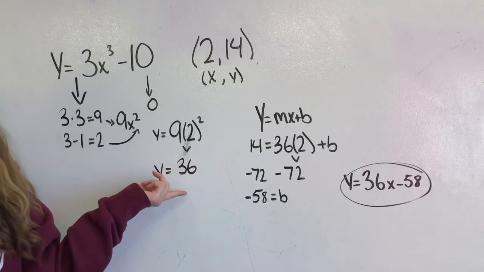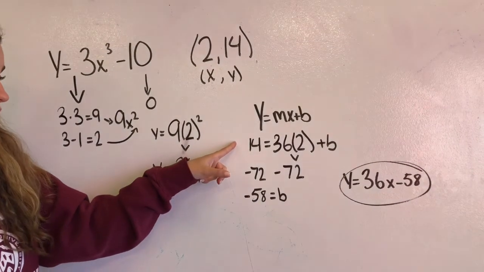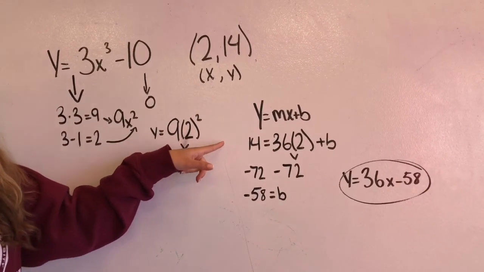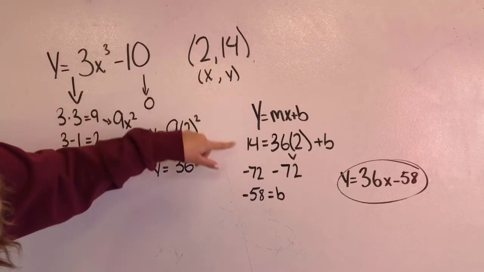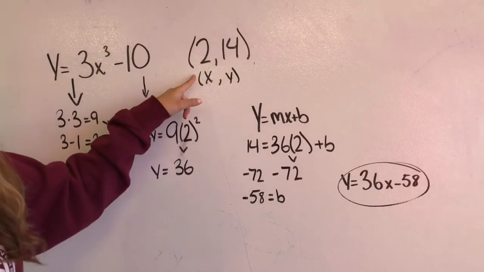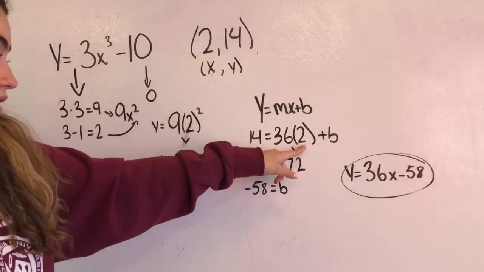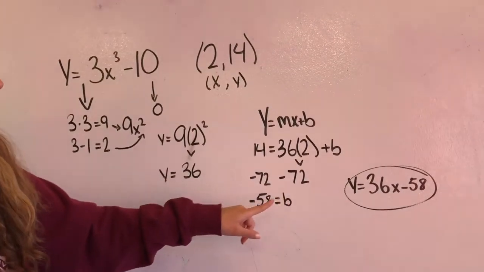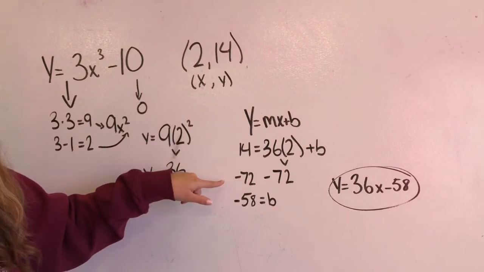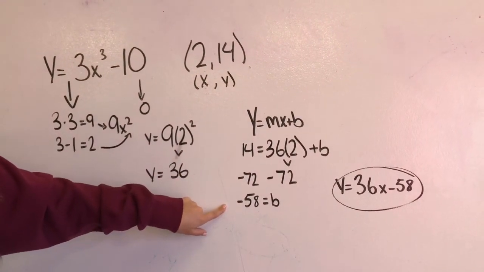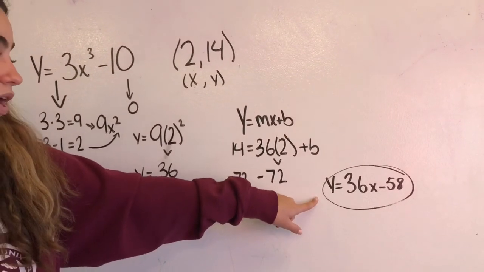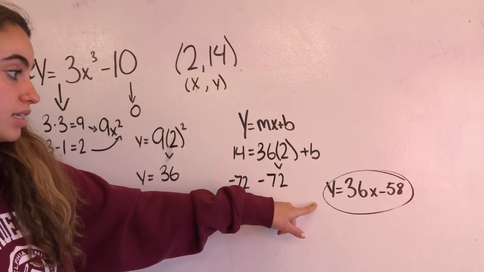And so to write the equation for the tangent line, we'll just come over here and plug that into y equals mx plus b, which is the equation for a linear line. So we're given y, which is 14, so we bring that in here. And then 36, which is our slope we found previously. And then 2 is equal to x, which we just plug in here. And we're solving for b. So this is equal to -72. We subtract -72 from both sides to get -58, which is equal to b. And so just to rewrite that, we have y is equal to 36x minus 58.